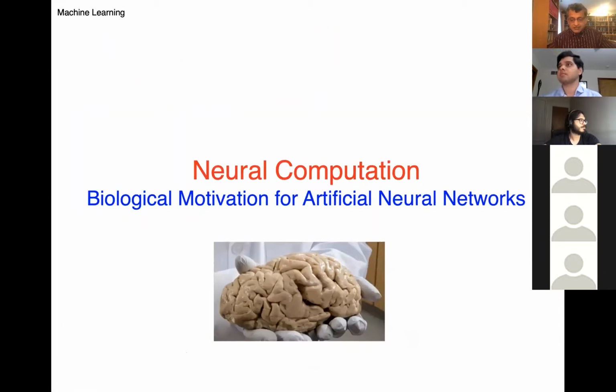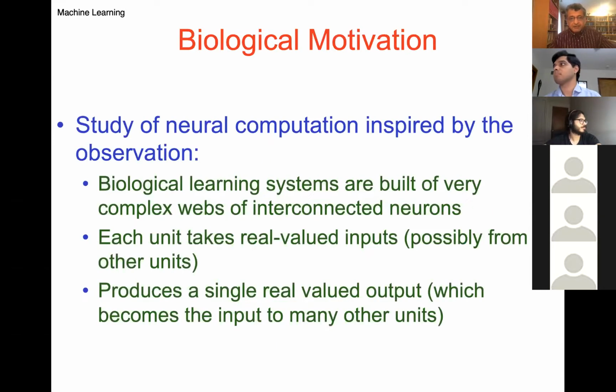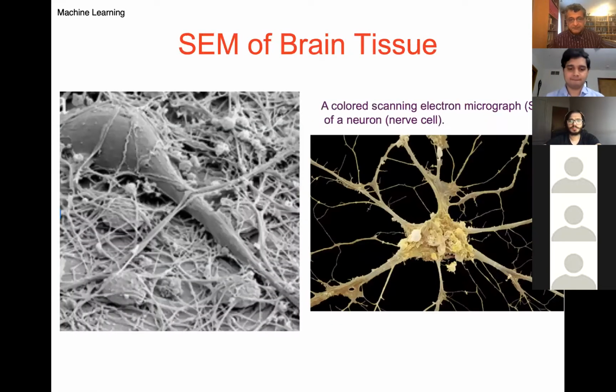Anyways, this set of slides is mostly about neural computation, the first part about the brain. The study of neural computation is inspired by the observation that biological learning systems are built of very complex webs of interconnected neurons. Each unit takes real valued inputs, possibly from other units, and produces a single real valued output, which becomes the input to many other units. Okay, many inputs coming in and one output, which could go to other units.